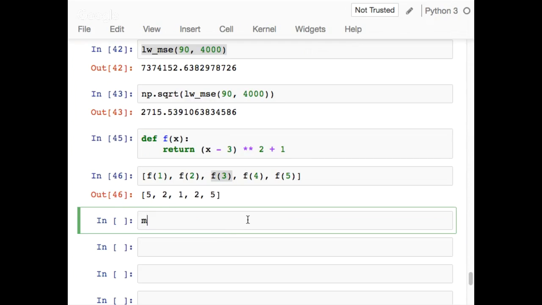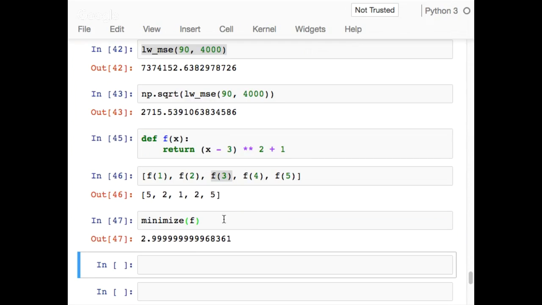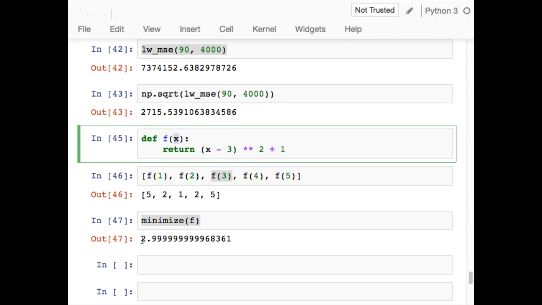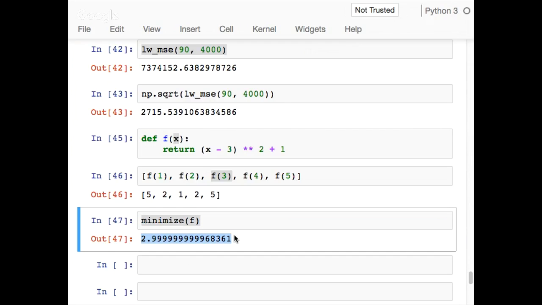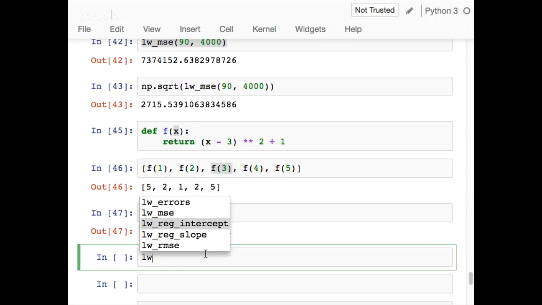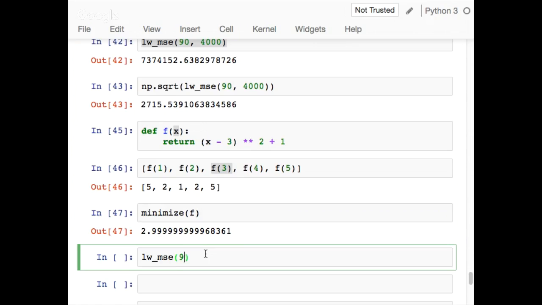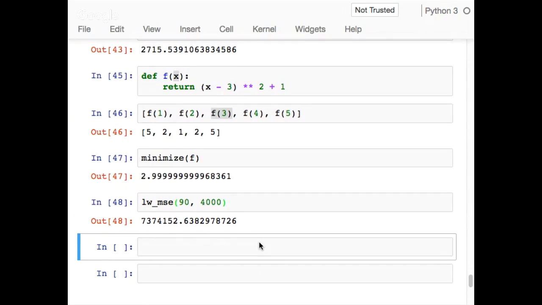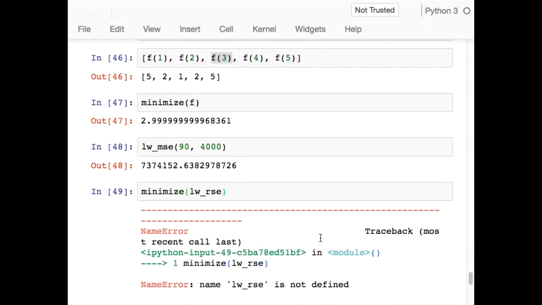It turns out that I have a function in a data science package that will give me that. If I call minimize and pass in a function, it will tell me what value gives the lowest result. So here I have this mean squared error function with 90 and 4,000, and I want to minimize that squared error. If I minimize that function, oh no, MSE.